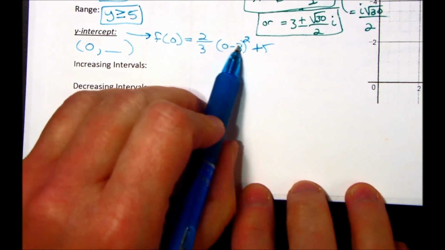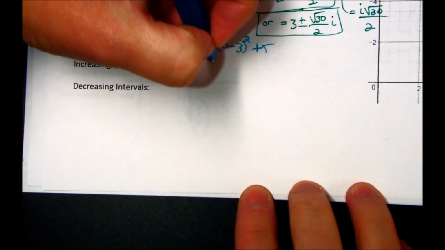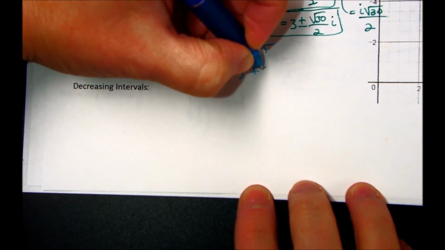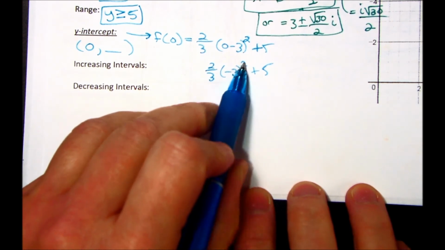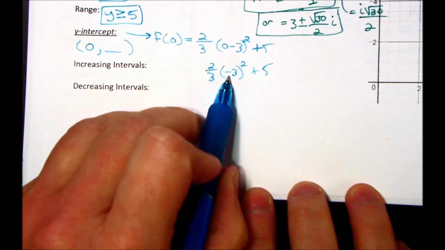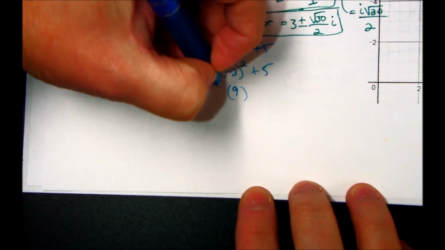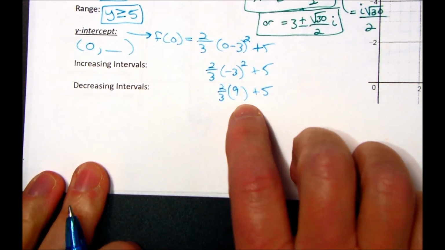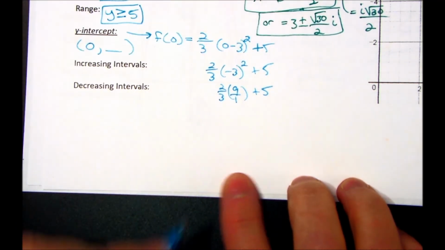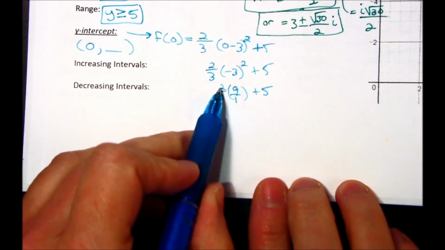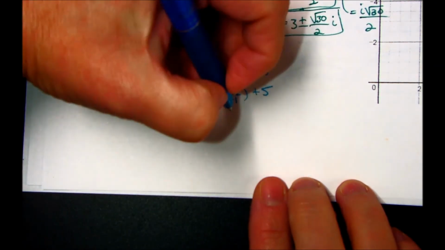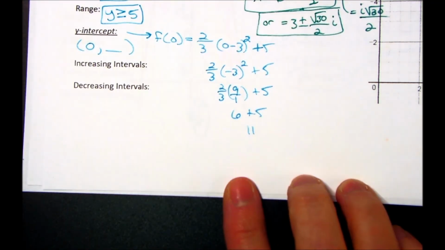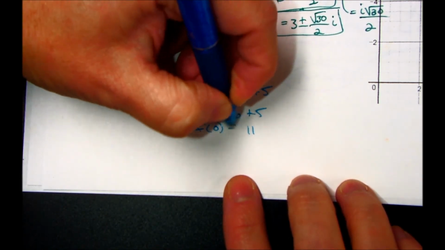Order of operations, do what's in parentheses first. 0 minus 3 is negative 3. Order of operations, square next. So the negative 3 squared is a positive 9. Then multiply your 2/3 times your 9. If you need to, put that over 1 and multiply your numerators, which gives you 18 over 3, which is 6. Then add your 5 and you get 11. So f of 0 equals 11.